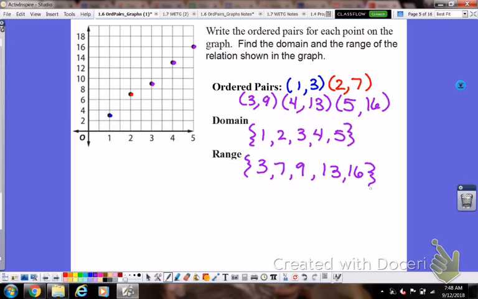Do the best you can with those brackets, guys. They don't have to be perfect. All right, that is lesson 6 for chapter 1.